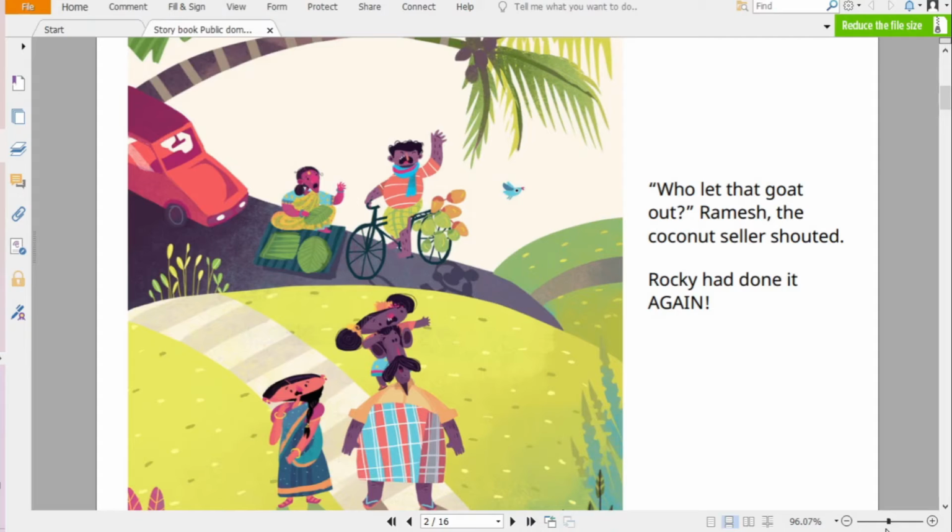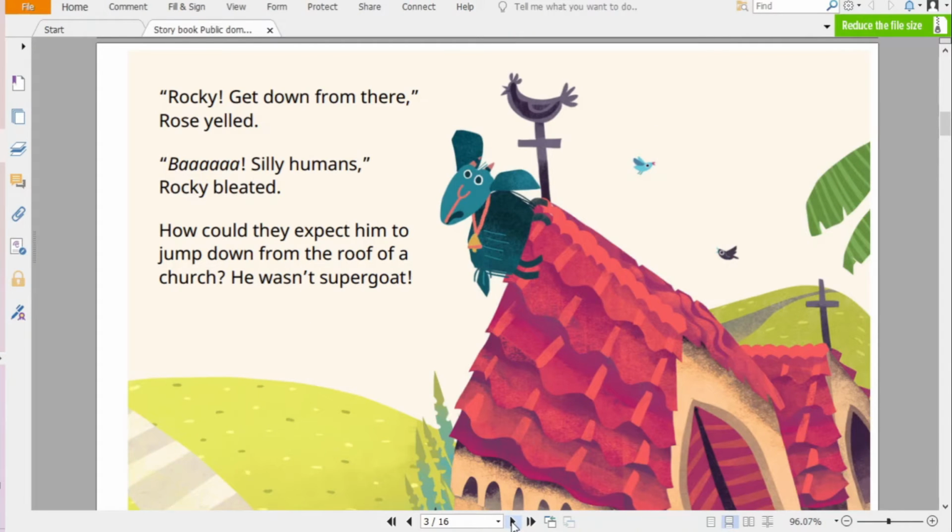Read it with feeling. Who let that goat out? Ramesh, the coconut seller, shouted. Rocky had done it again. Rocky, get down from there, Rose yelled. Bah! Silly humans, Rocky bleated. How could they expect him to jump down from the roof of a church? He wasn't Super Goat. And that is the way you continue then further.